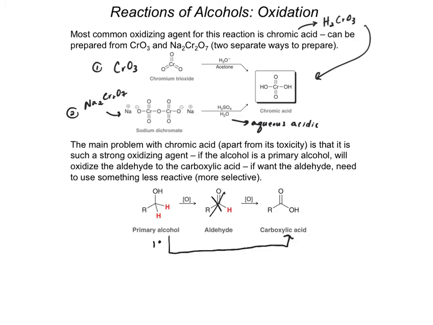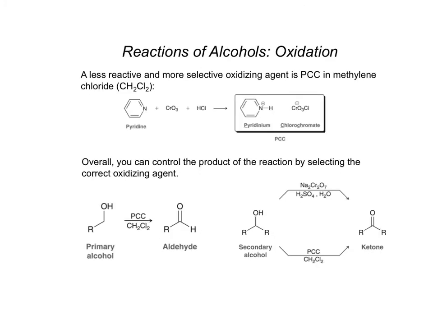Now, the question is, of course, which it always is, but what if we wanted to obtain the aldehyde, right? What if we didn't want the carboxylic acid? The answer to that is we have to use a different reagent. We can't use chromic acid. And that reagent, explicitly, is something called pyridinium chlorochromate, PCC for short. And this is also going to be in the solvent methylene chloride. So if you took PCC and you had a primary alcohol, this would oxidize it to the aldehyde.